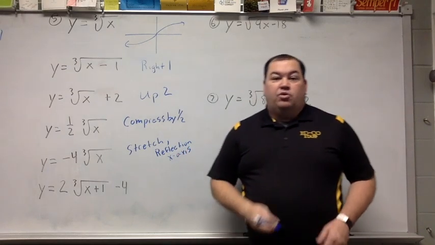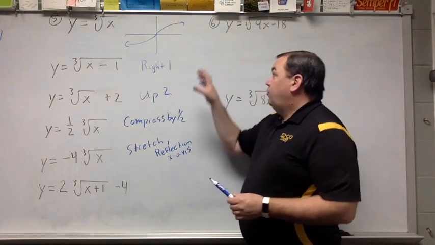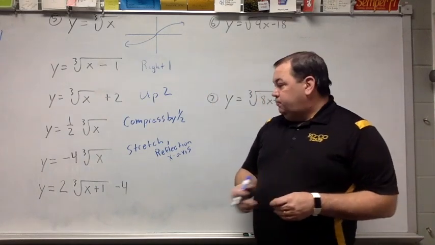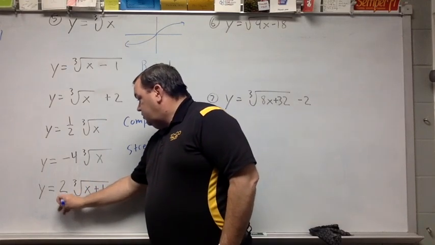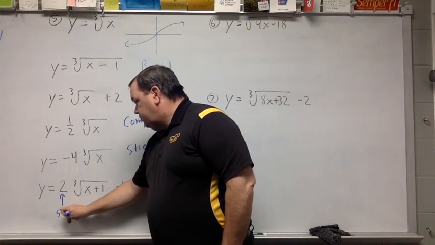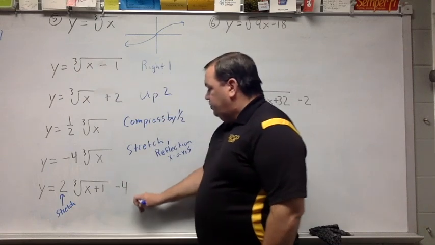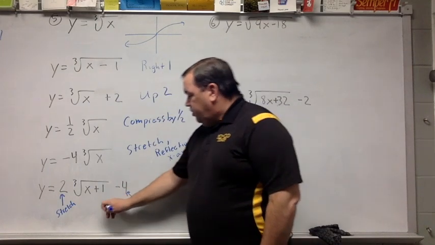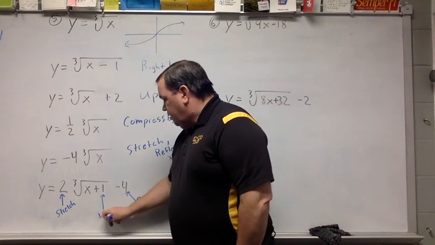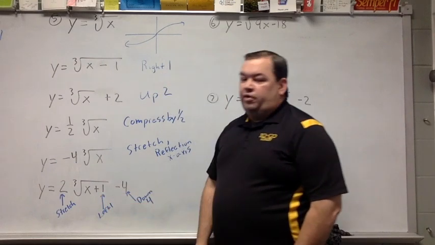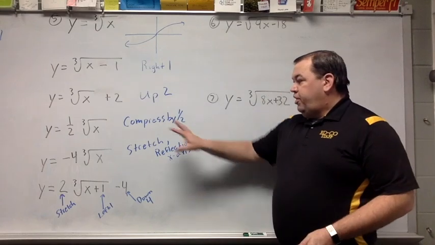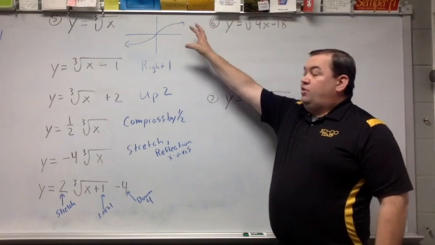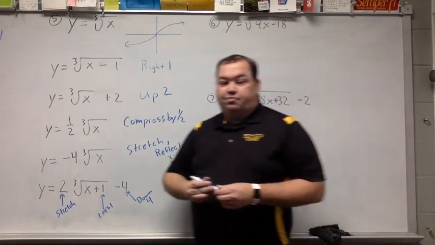So today we're picking out those pieces and trying to figure out how this parent graph got changed. And we can throw them all together. This has a 2, that's a stretch. The -4 on the outside, that's down 4. And the +1 on the inside, that is left 1. You can do this algebraically, no problem. You can also graph them and physically look at them and see how this graph has been changed.